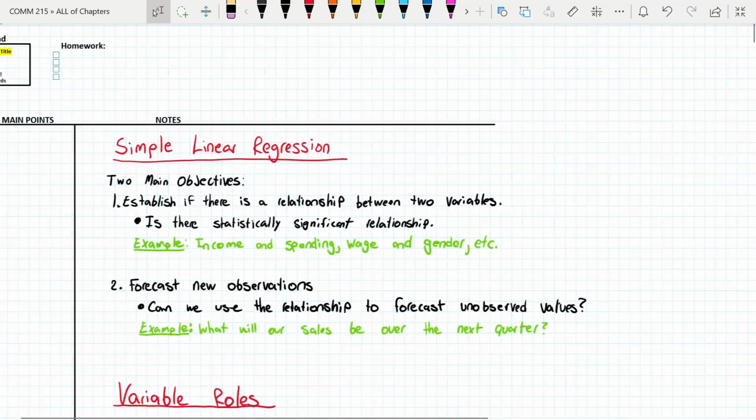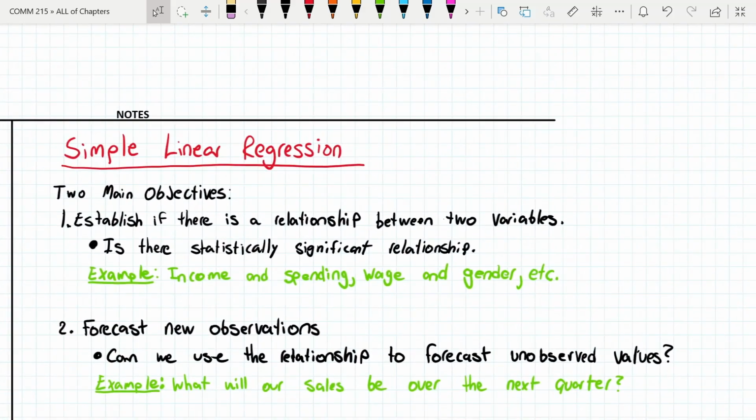Chapter 14, simple linear regression. So in linear regression, we have two main objectives. First, we have to establish if there is a relationship between two variables. So let me highlight that. So, relationship between two variables.